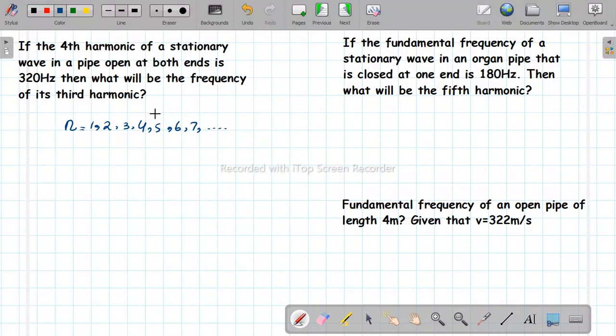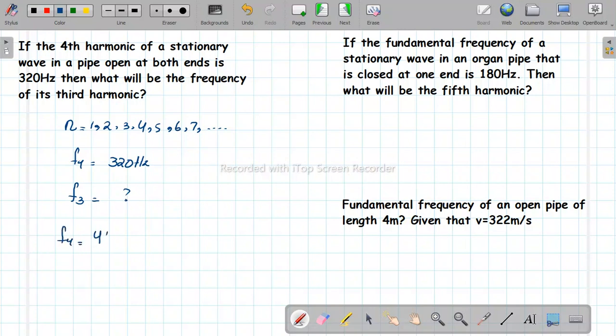आपसे कह रहे हैं फोर्थ हार्मोनिक यानी n की फोर्थ वैल्यू पर जो फ्रीक्वेंसी आ रही थी f4, वो है हमारे पास 320 हर्ट्ज. अब आप बताएं what will be the frequency of its third harmonic यानी n की थर्ड वैल्यू 3 पर f3 क्या होना चाहिए? First of all, we will calculate the fundamental mode using F4. फोर्थ हार्मोनिक को लेकर फंडामेंटल फ्रीक्वेंसी निकाल लेते हैं and then उस फंडामेंटल फ्रीक्वेंसी को यूज करके we can calculate the third harmonic. This is what we could do.